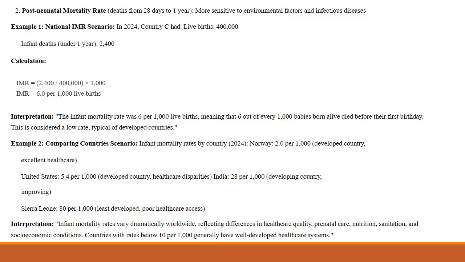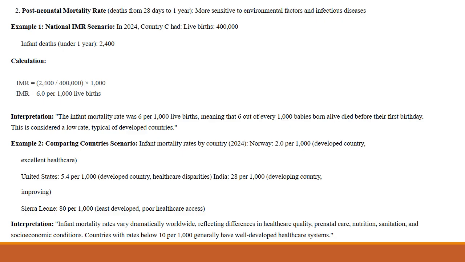Now example number 1, national IMR scenario. In 2024, country C had live births of 4 lakhs. Infant deaths under 1 year were 2400. Now we can express our IMR as 6 per thousand live births. We can interpret our results like this: the infant mortality rate was 6 per thousand live births, meaning that 6 out of every 1,000 babies born alive died before their first birthday. This is considered a low rate, typical of developed countries.